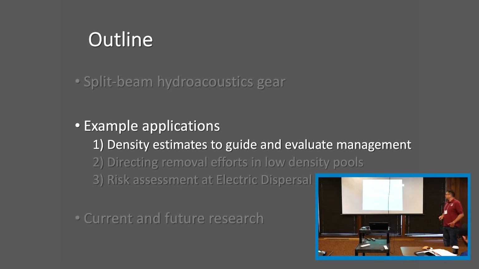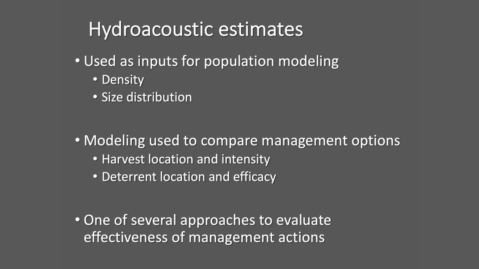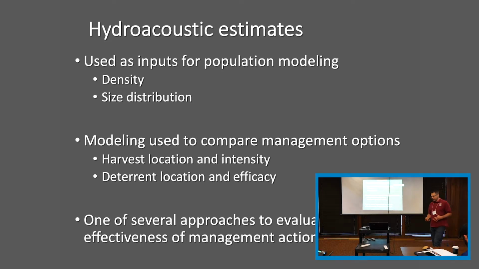Okay, so let's talk about density estimates. The density estimates that we get from hydroacoustics are used as inputs for a lot of the population modeling that we do. So not only are we getting density, but we're also getting size distribution. The reason that size distribution information is critical is because a lot of the vital rates that we have in fisheries dynamics are size related. And I'll talk a little bit more about that here in a second.